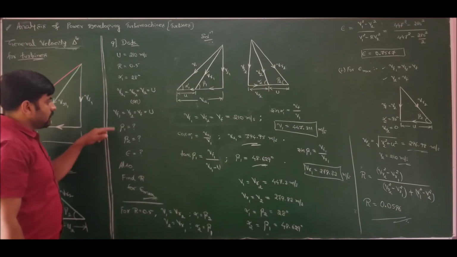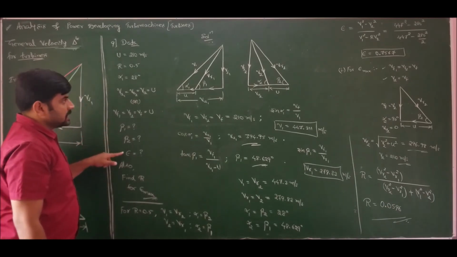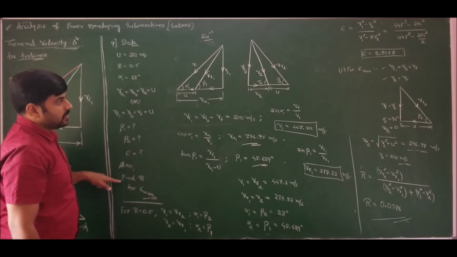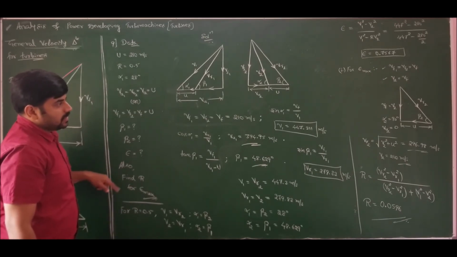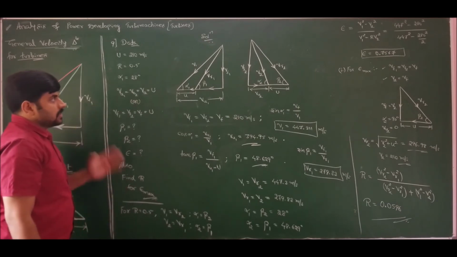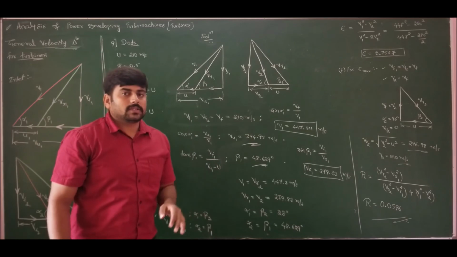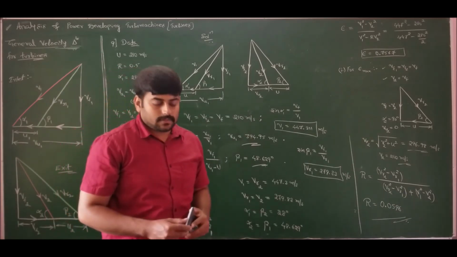In the first half we have calculated blade angles and utilization factor. In the second half we have used the condition of maximum utilization and found out the value of degree of reaction. Let me pause this video for a while so that you can copy it down. Later we will solve the final problem of this lecture.